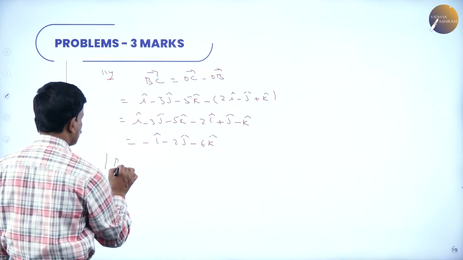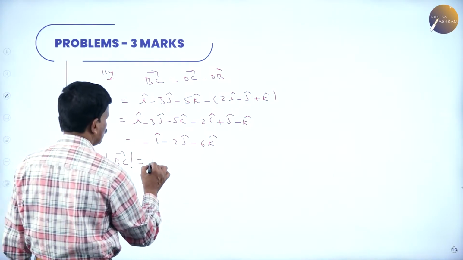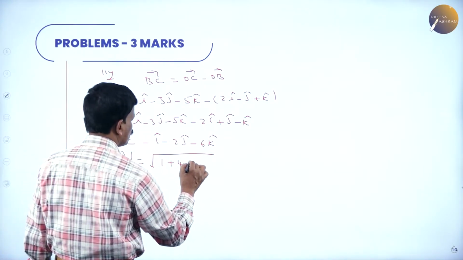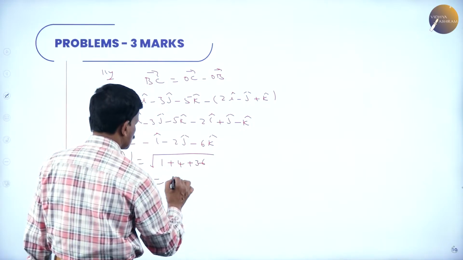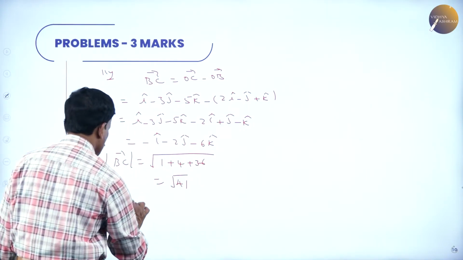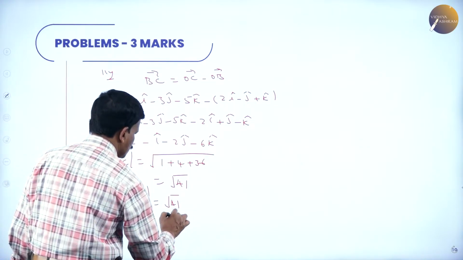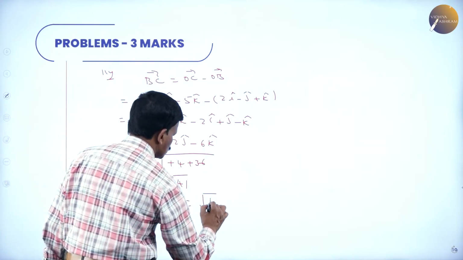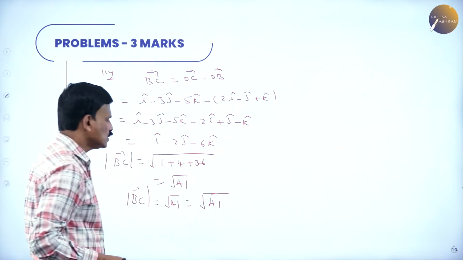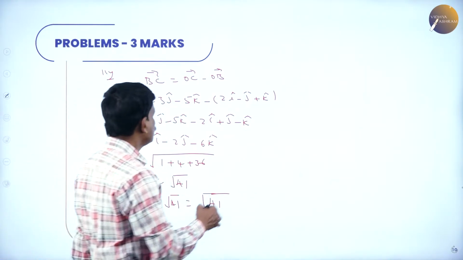Now, just find out the magnitude. Magnitude of BC is equal to root of 1 plus 4 plus 36. This is root of 41. So, therefore, BC is equal to root 41. Now, AB, BC. Now, find out AC.